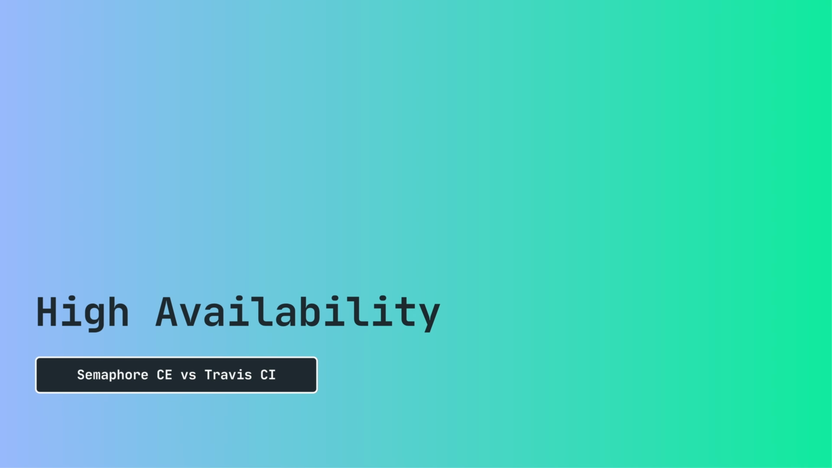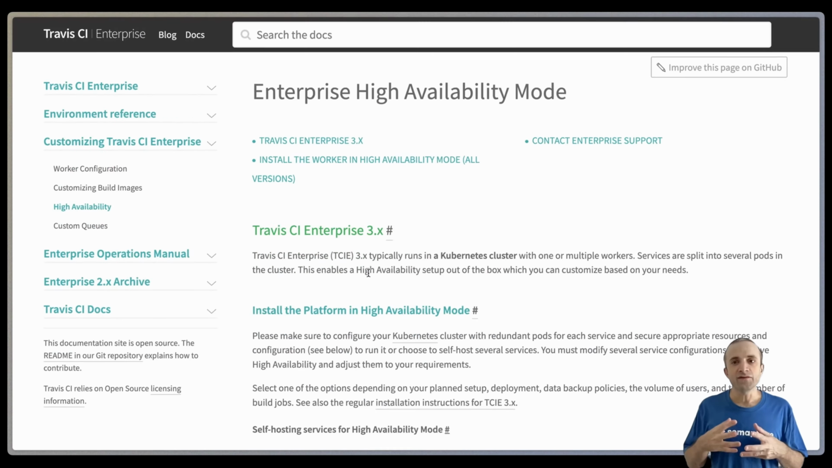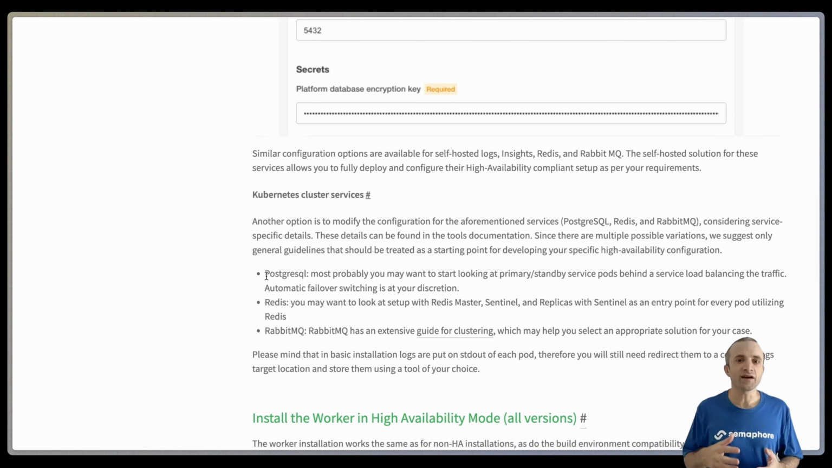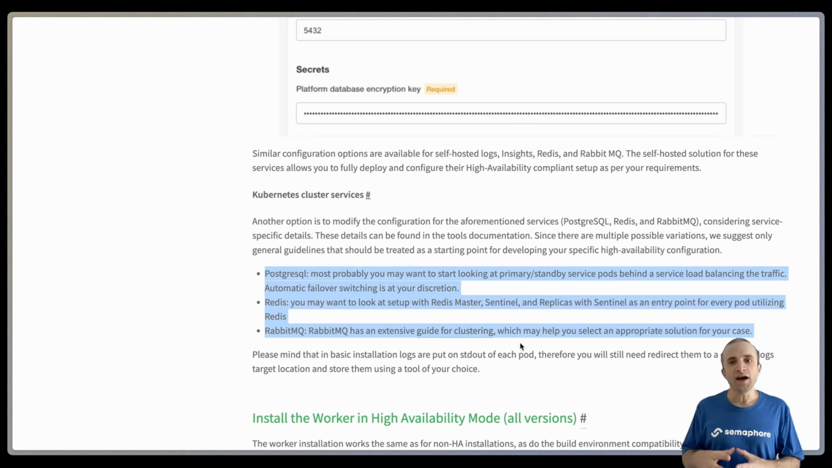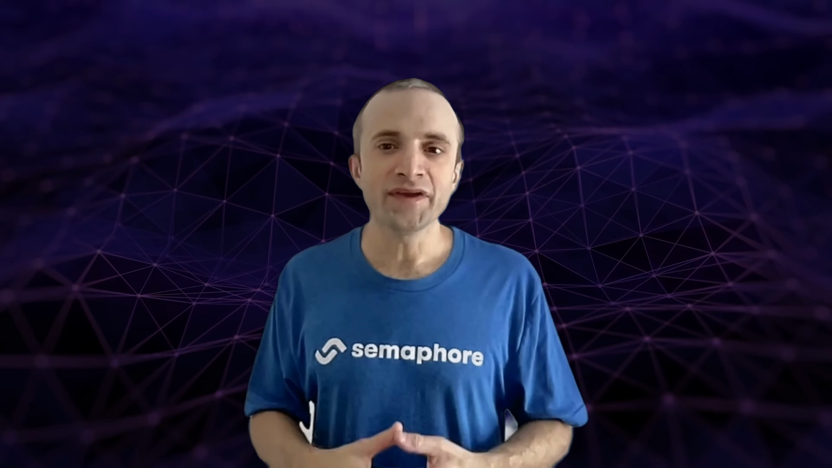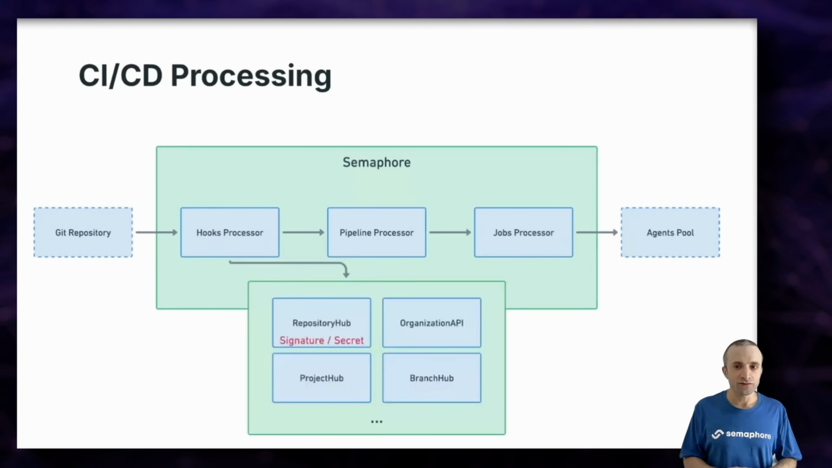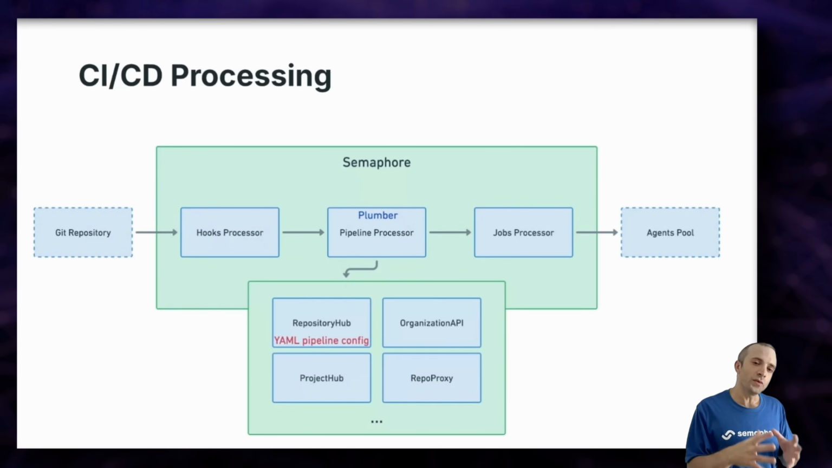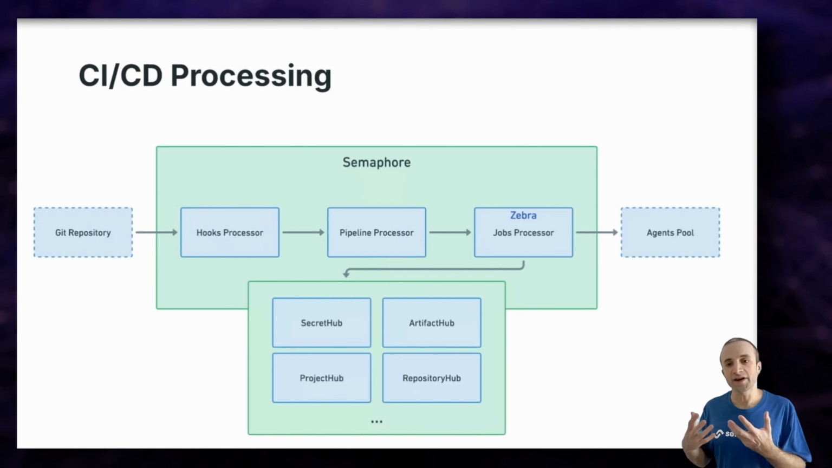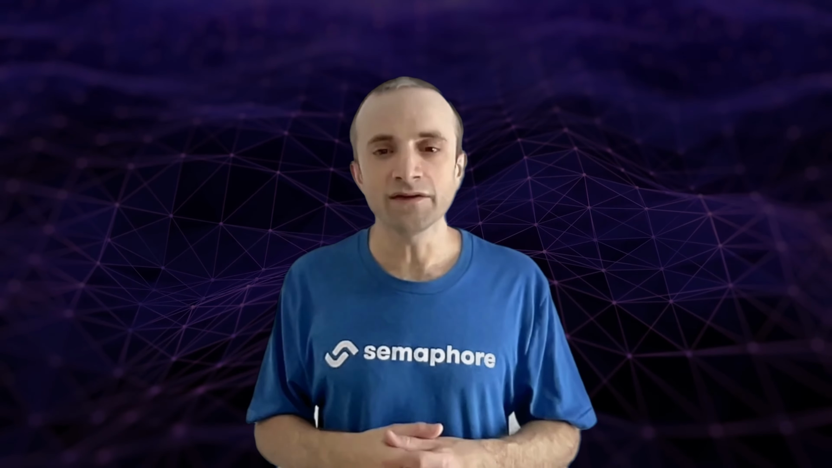High availability. For high availability, we need to install Travis CI in high availability mode. For that, we additionally need to have a Redis, a RabbitMQ, and a Postgres instance, along with its mirror or redundant instances. In addition, we need to install the workers in high availability mode. For Semaphore, high availability is built in as long as we use a Kubernetes cluster because Semaphore has a cloud-native microservice architecture. This means that the availability of your Kubernetes cluster is the availability of your Semaphore instance. So setting up high availability is no different and requires no special considerations.